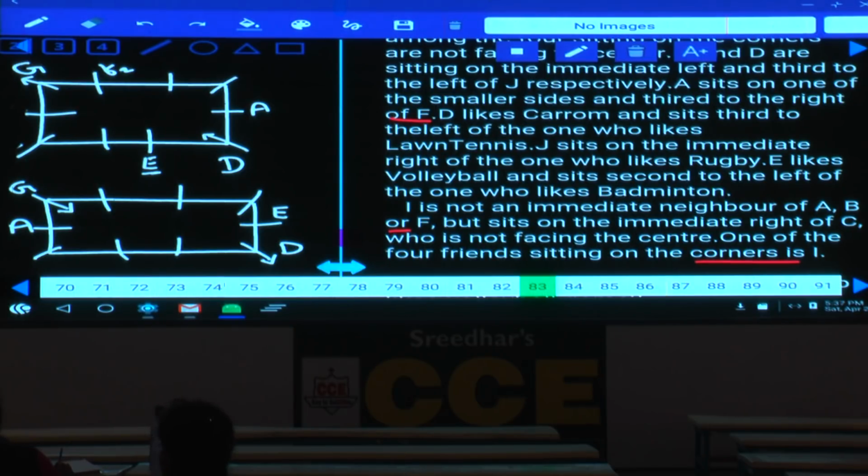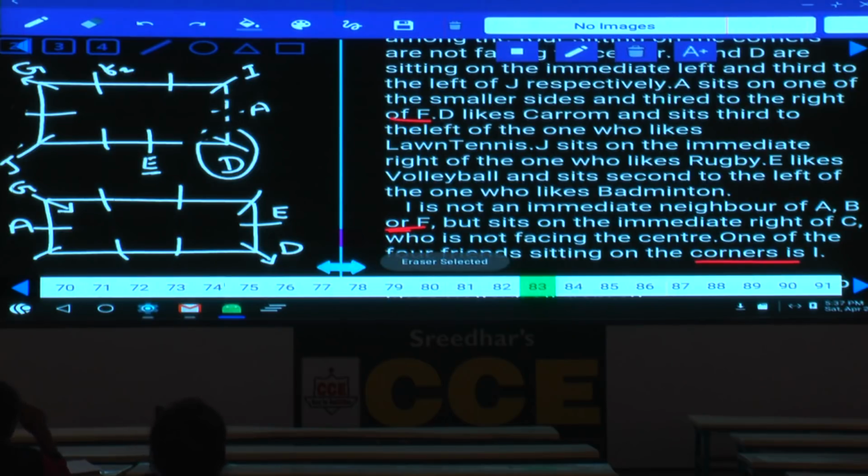If F is at this place, then J will be here. If J is here, then I will be here. If I is here, this I cannot be adjacent to A as well. I cannot be adjacent to A, B or F. That means the first case is completely ruled out. That means D facing towards the center is completely ruled out. Whatever the assumption we have taken, D facing the center is completely not possible. Clear? Because there is no position left for this I at all.